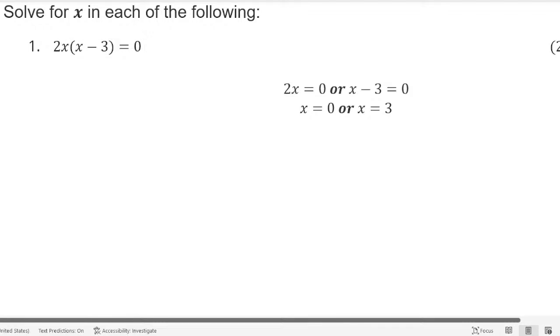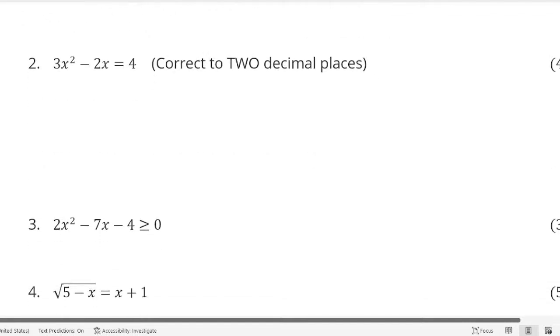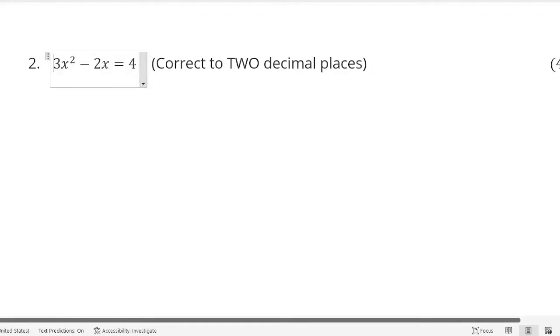Now let's go to the second question. Okay, here we're given a hint. We have this equation, 3x squared minus 2x is equals to 4. Then it says correct to 2 decimal places. In other words, we don't have factors for this equation, so we have to use the quadratic formula.